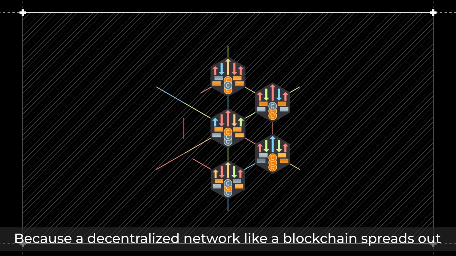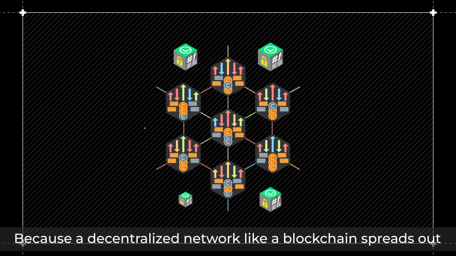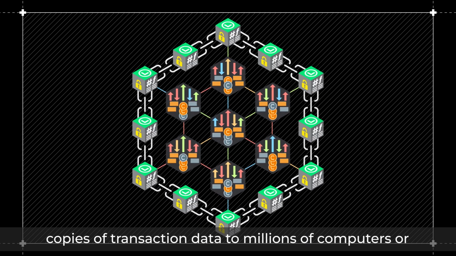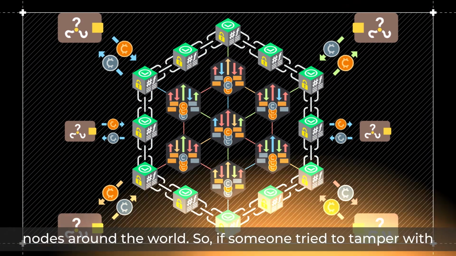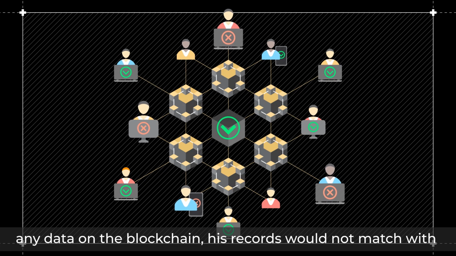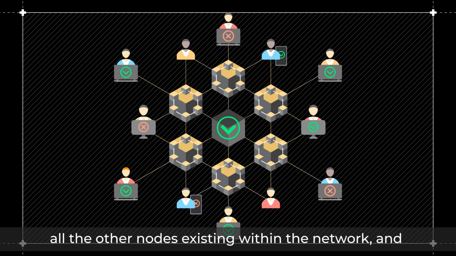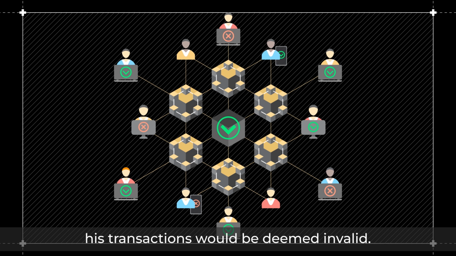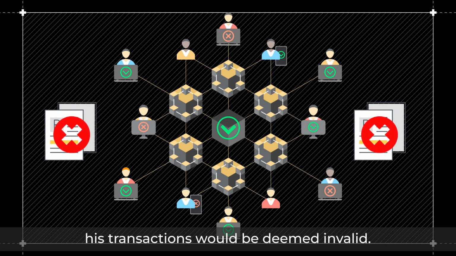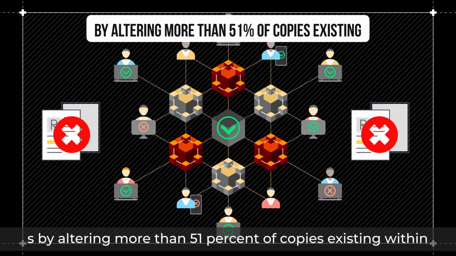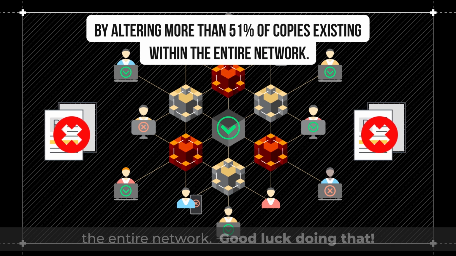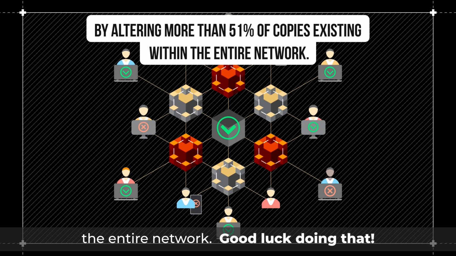Because a decentralized network like a blockchain spreads out copies of transaction data to millions of computers or nodes around the world. So if somebody tries to tamper with your data on the blockchain, his record would not match with all the other nodes existing within the network, and his transaction would be deemed invalid. The only way they can carry out a tampered transaction is by altering more than 51% of the copies existing within the entire network. Good luck doing that.